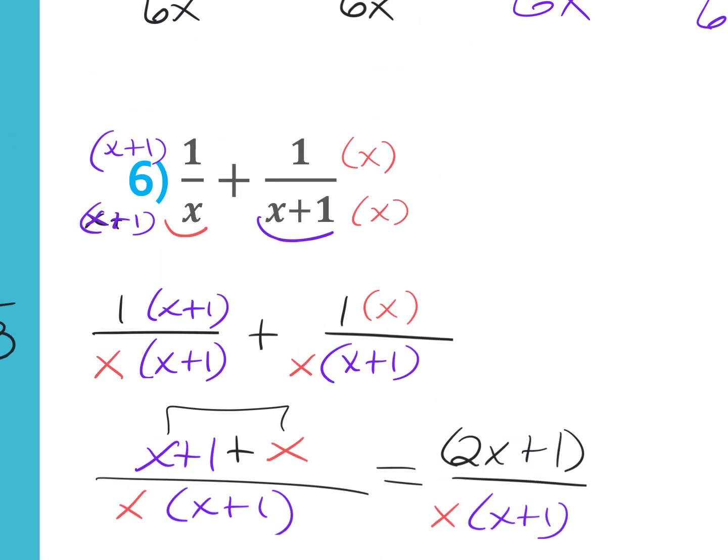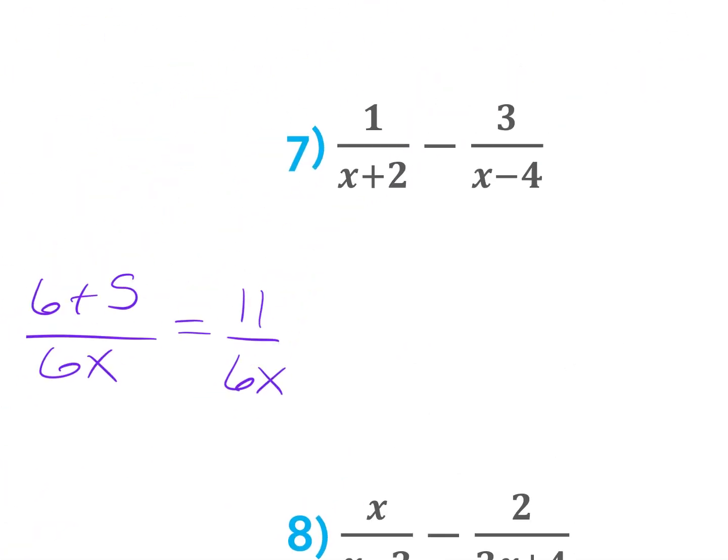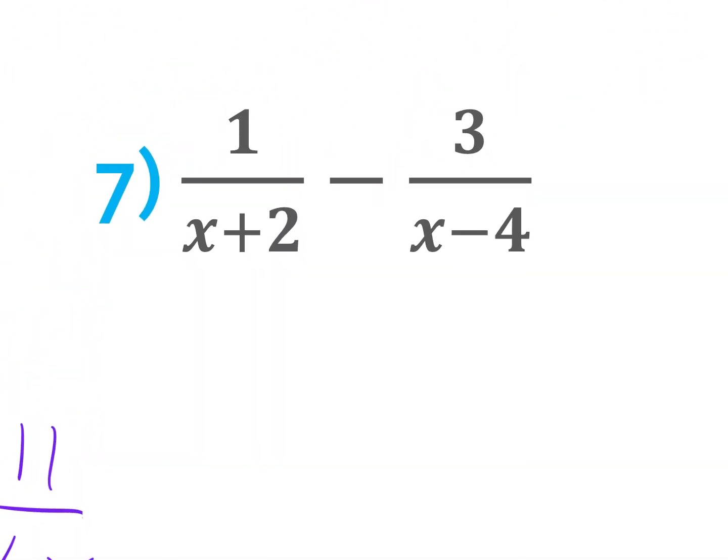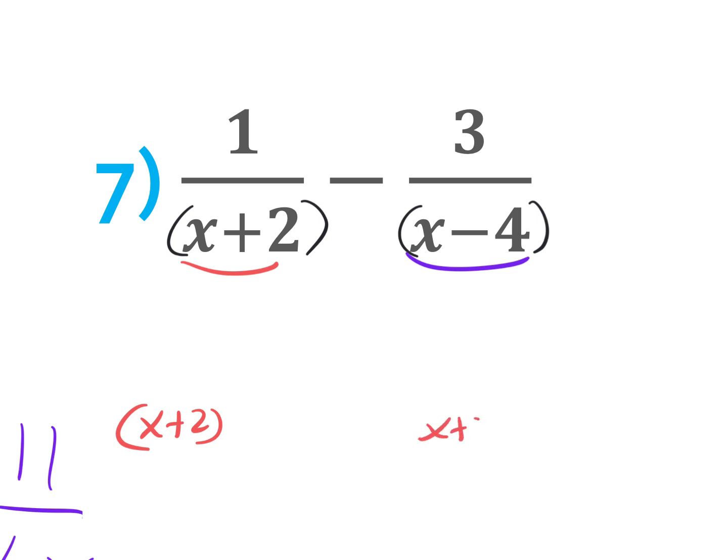For the next one, number 7, notice I have two separate binomials. Again, I can't add anything to make them in common. So my LCD is actually going to be both of them. It's going to be the x plus 2 and the x minus 4. So let me go ahead and set it up. X plus 2 for each one, and then an x minus 4 for each one.